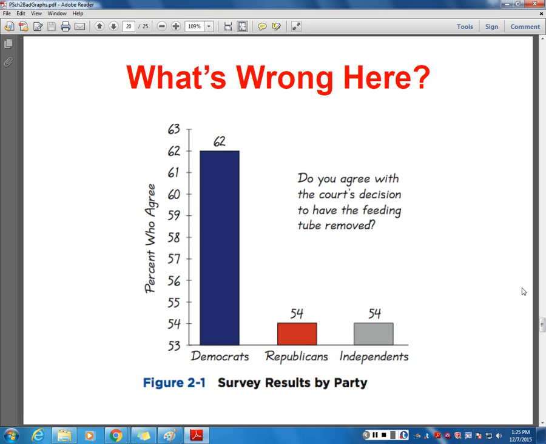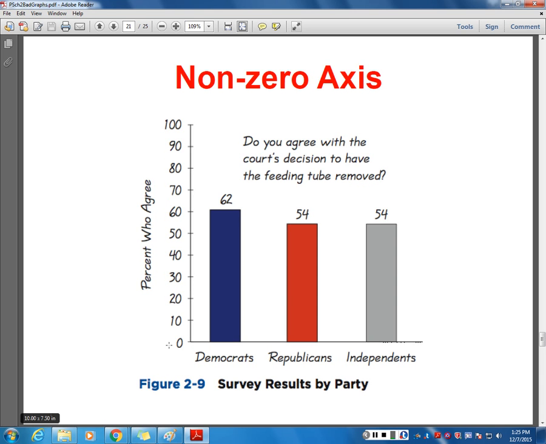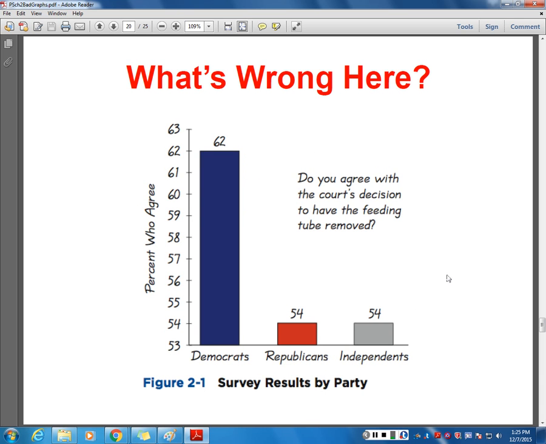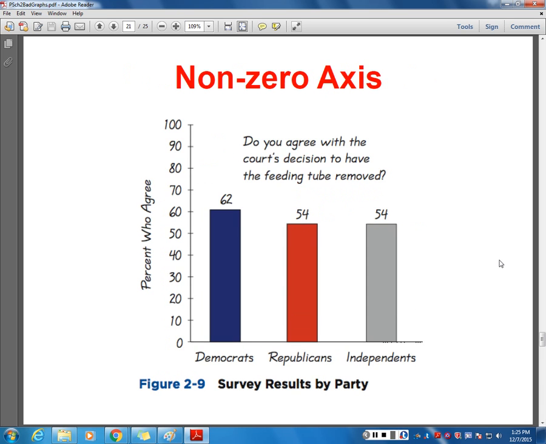The next group of graphs are technically correct, but there's something wrong with the way that they're presented. Here's a bar graph about survey results by political party. What's wrong with it? Well, the problem with this graph is its vertical axis. It starts at 53. If the graph were to start at 0, then you can see that the differences in the bars are not as exaggerated. By starting the vertical axis at a number other than 0, the difference becomes exaggerated.